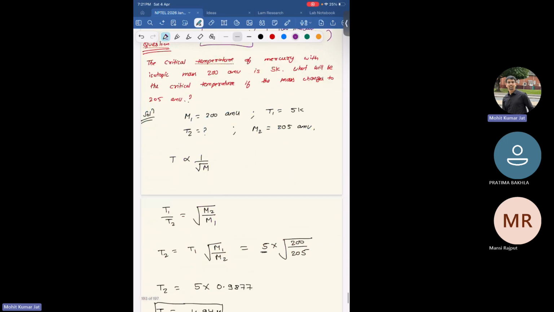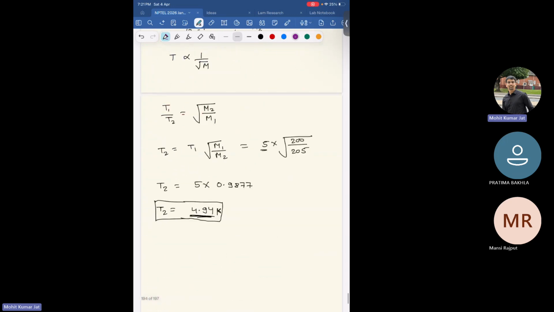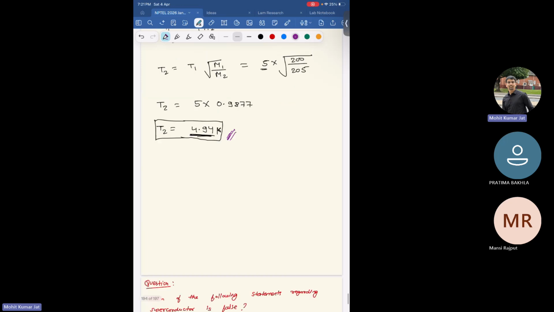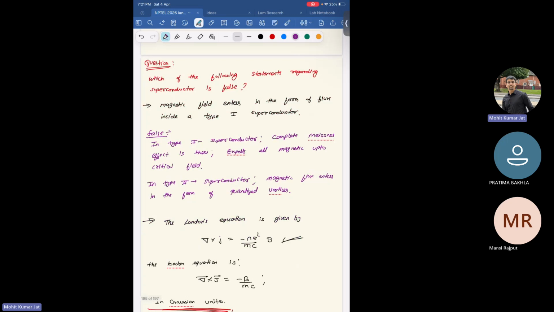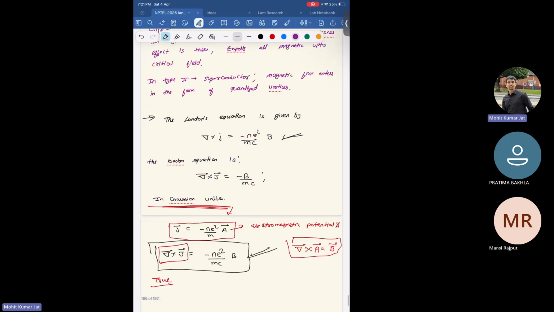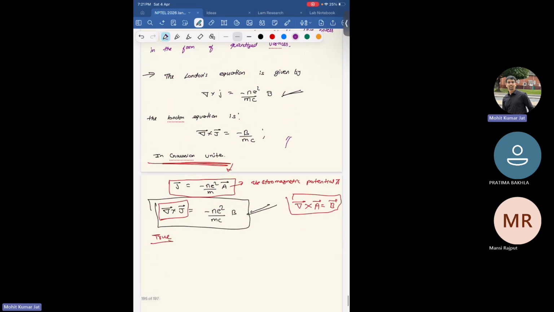Then we used the isotope effect to estimate the critical temperature of an isotope of mercury. Then we discussed which of the following statements regarding superconductors is true, whether the magnetic field enters into the superconductor or not, what the London's equation is, right? All those things. The equation which relates the current density and the magnetic field basically. So this is something we discussed in the class. And if you have any question or doubt till this point, please do ask in the chat box, right? And if there are no questions, then we will conclude the class.